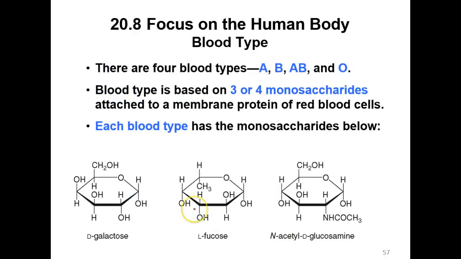All right, and then we will stop right there and come back with section 20.8 on the next slide, talking about blood types and how sugars are responsible for our blood type.